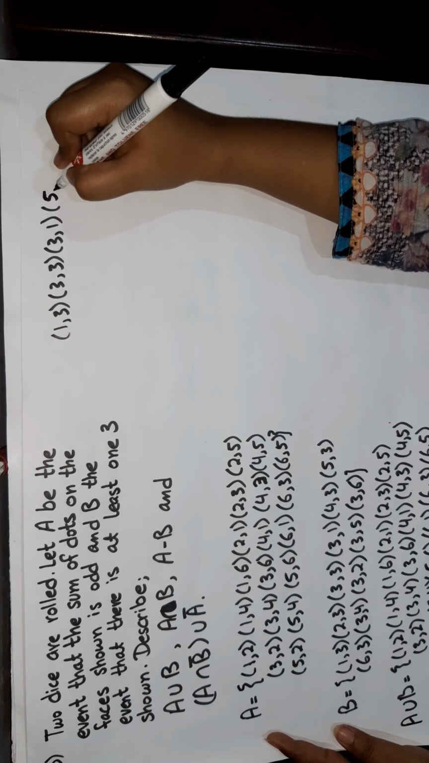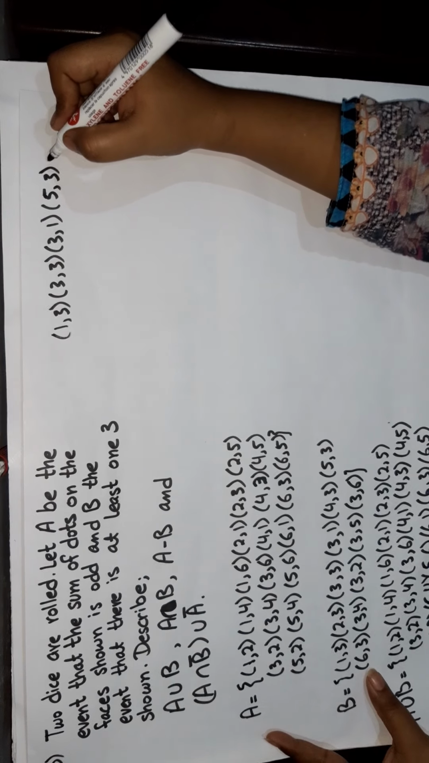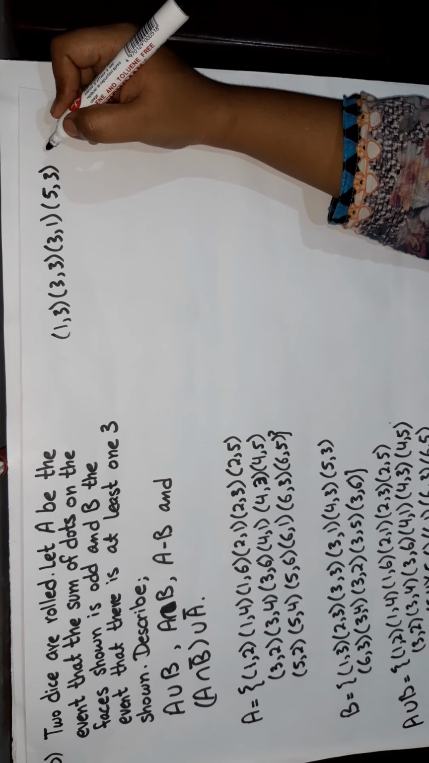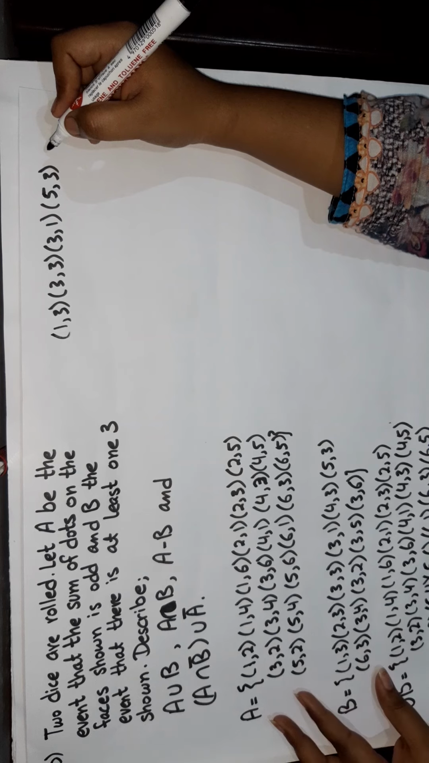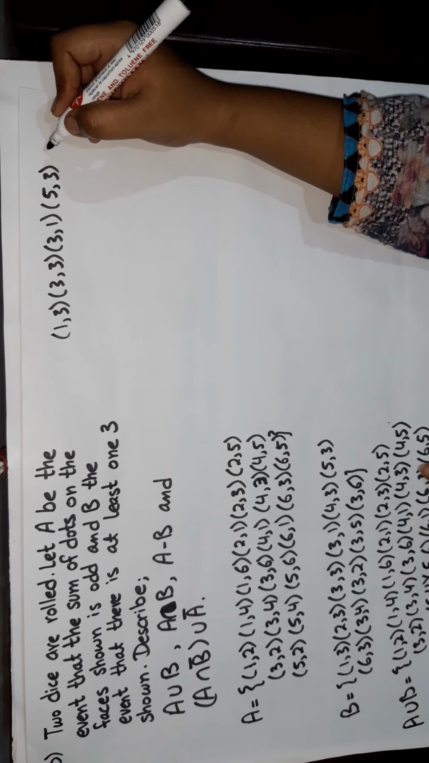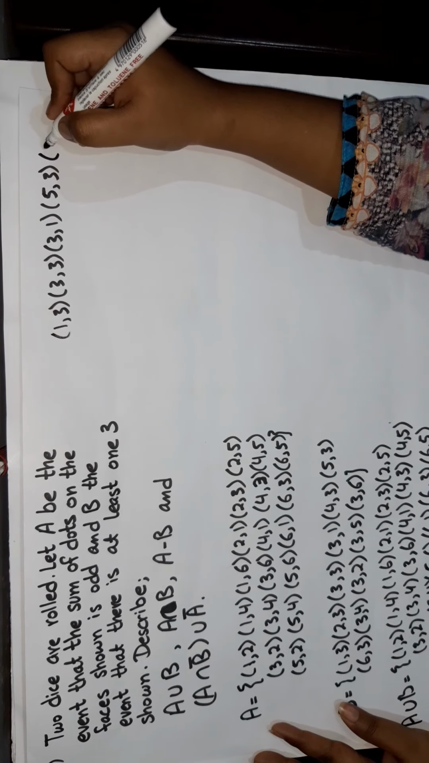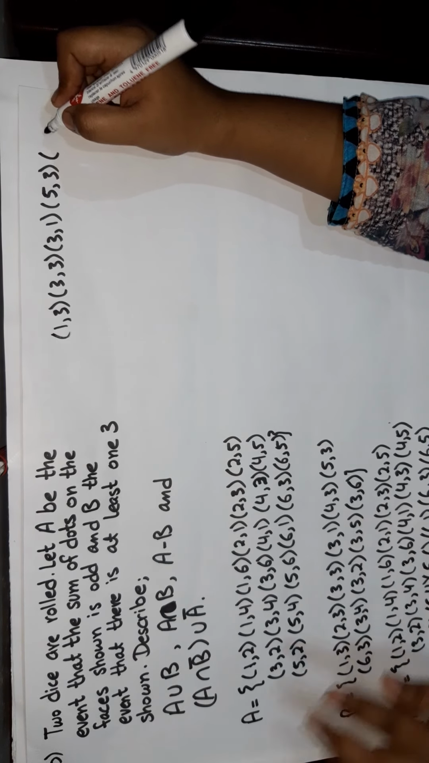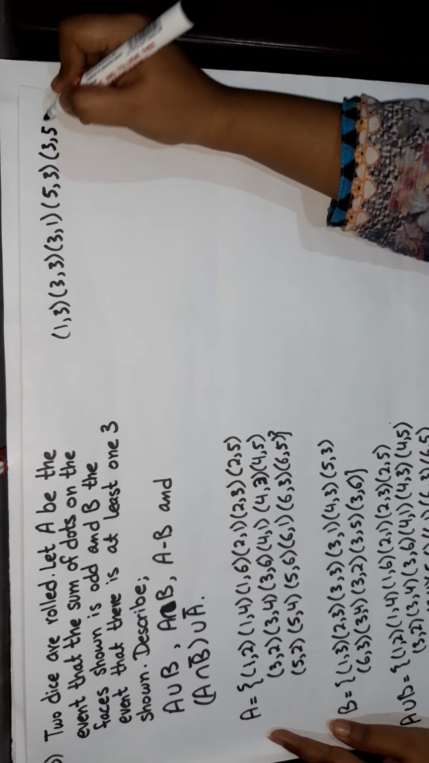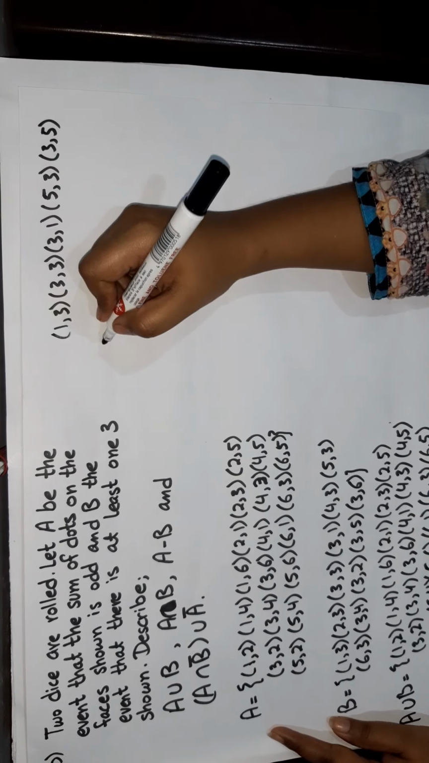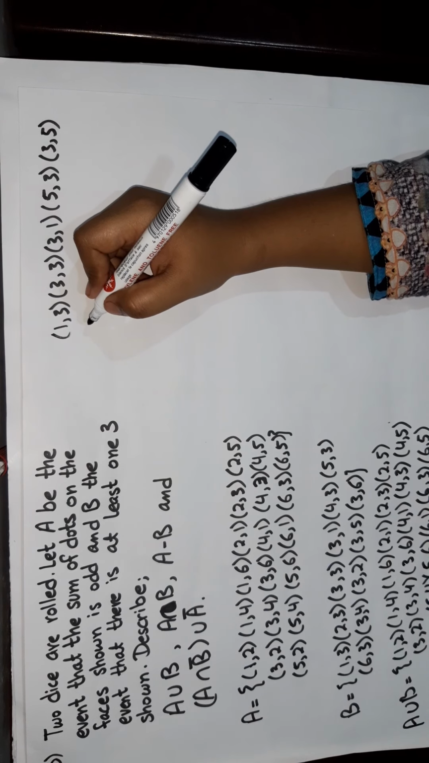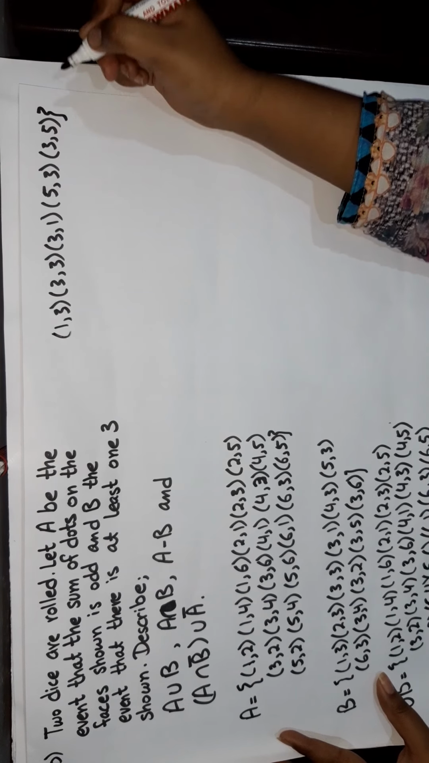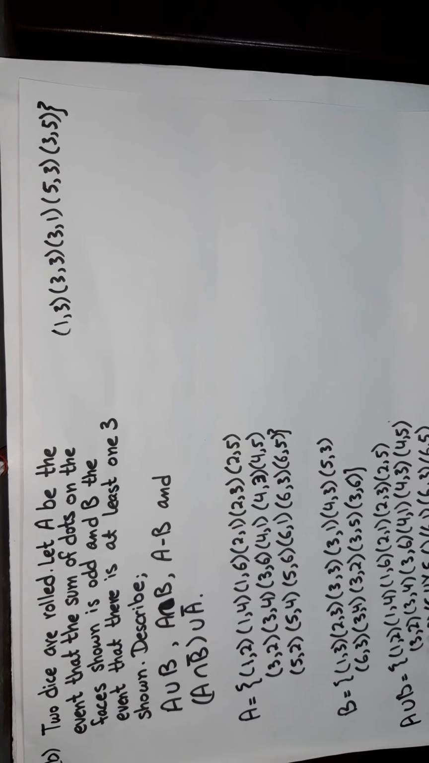Then 5 3. 6 3 is present already, and 4 3. 3 4 is already here. 3 2 is already here. 3 5. 3 6 is here. So this is the set which represents A union B.